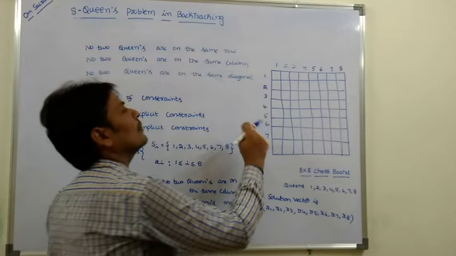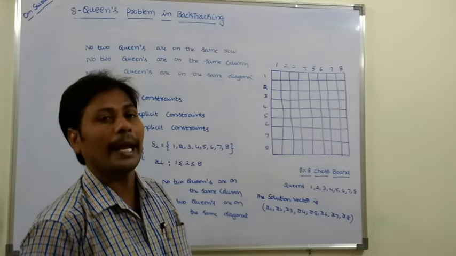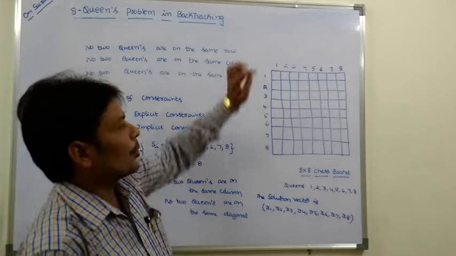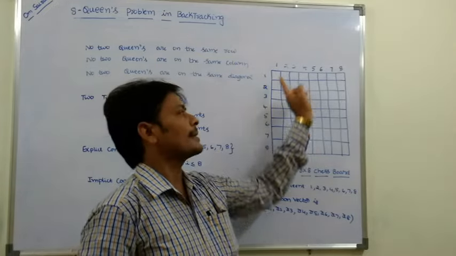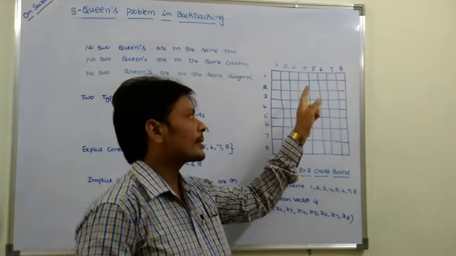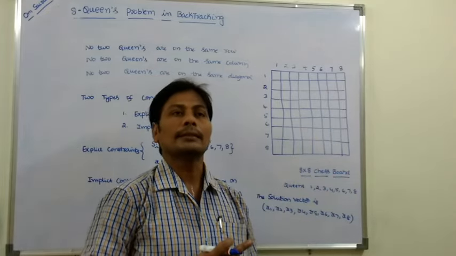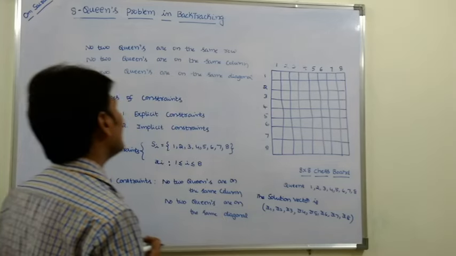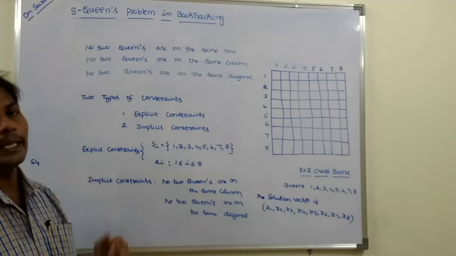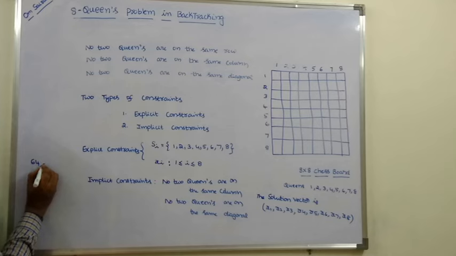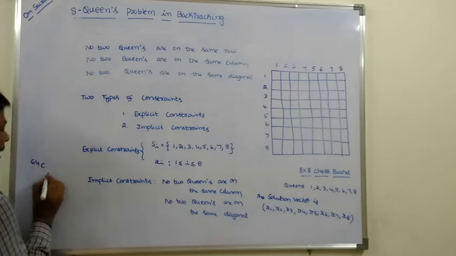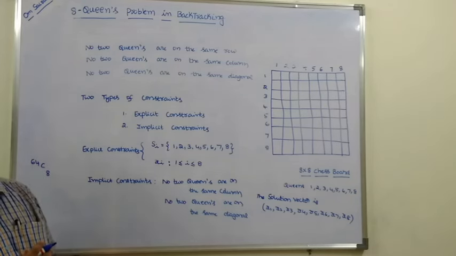Next, how many possible ways are there to place 8 queens on 64 cells, that is, an 8 by 8 chessboard? Suppose any queen can be placed on any cell among the 64 cells. So, how many possibilities are there? 64 possibilities are there for each and every queen. Next, how many queens can be placed on an 8 by 8 chessboard? That is, 8 queens can be placed on an 8 by 8 chessboard.